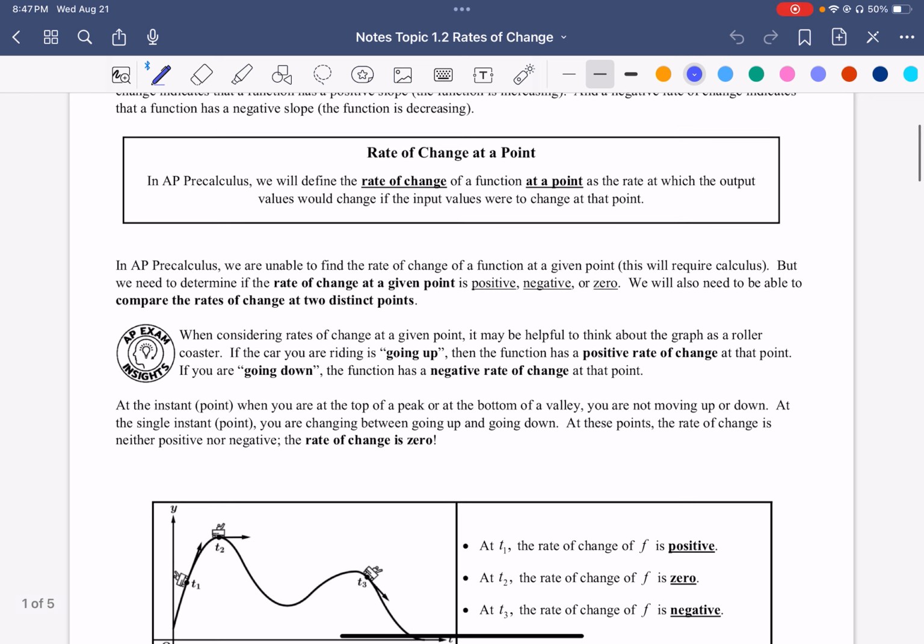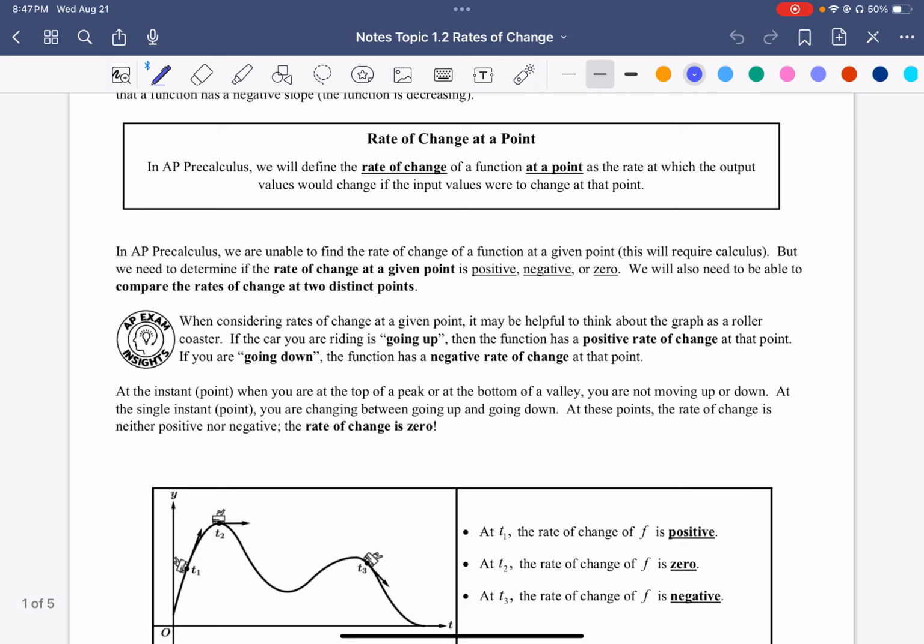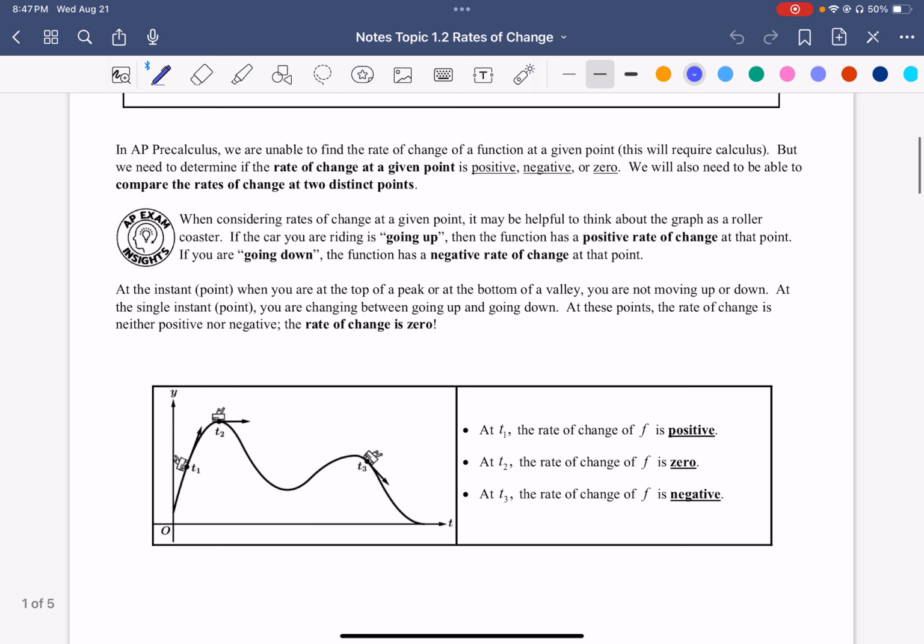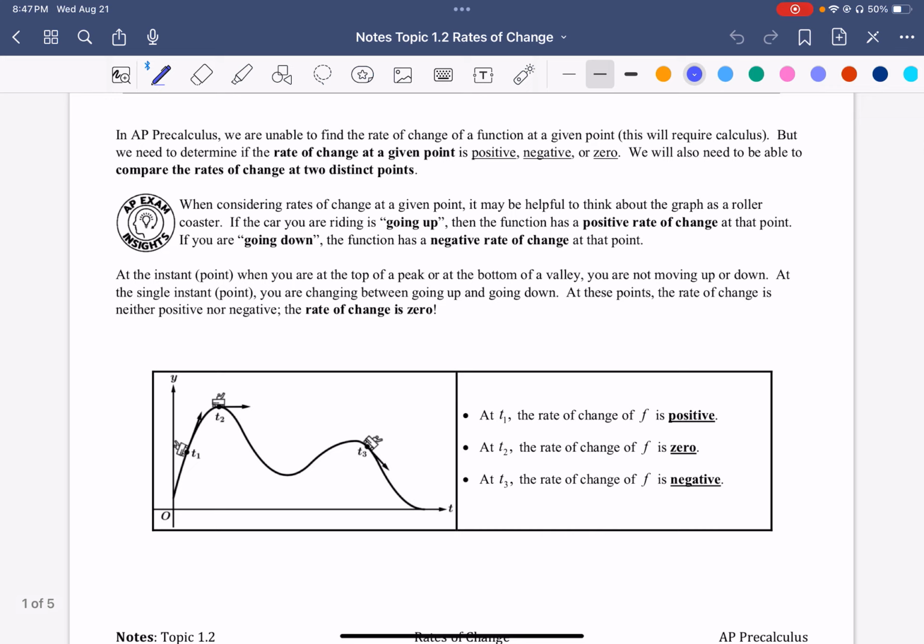In AP Precalculus, we will define the rate of change of a function at a point as the rate at which the output values would change if the input values were to change at that point. In AP Precalculus, we are unable to find the rate of change of a function at a given point. This will require calculus. But we need to determine if the rate of change at a given point is positive, negative, or zero. We will also need to be able to compare the rates of change at two distinct points.